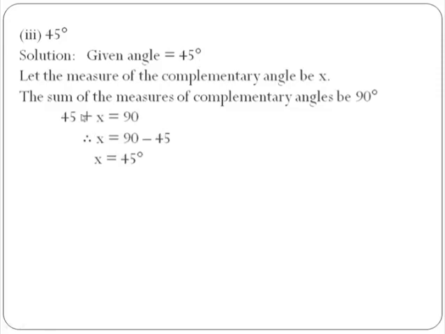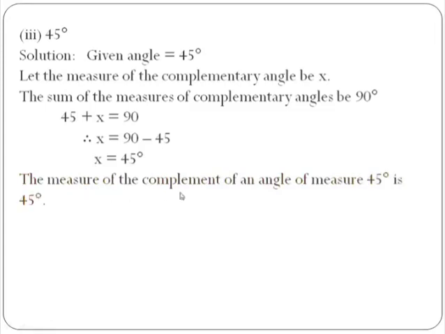Now in order to solve, we will shift this 45 to the other side. As it is in addition, on the other side of the equation it will come in subtraction. So x is equal to 90 minus 45. 90 minus 45 is 45. Therefore x is equal to 45 degrees. We will write the answer. The measure of the complement of an angle of measure 45 degrees is 45 degrees.